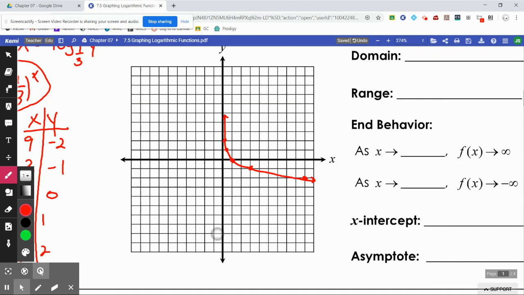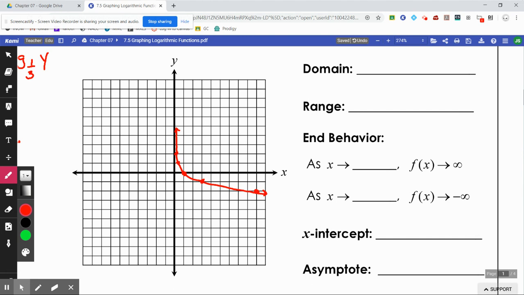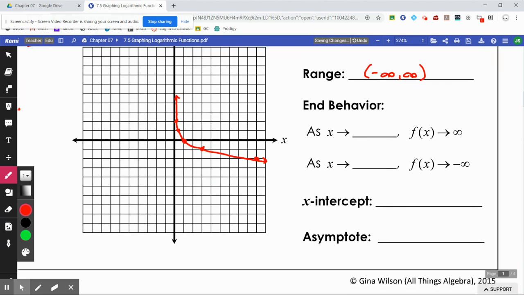And here we see a look at that graph. My domain, again, notice that I can't take the log of anything 0 and down, so therefore my domain is from 0 to infinity, not including 0. My range is from negative up to positive infinity, up and down forever. As we go to the right, my graph decreases.